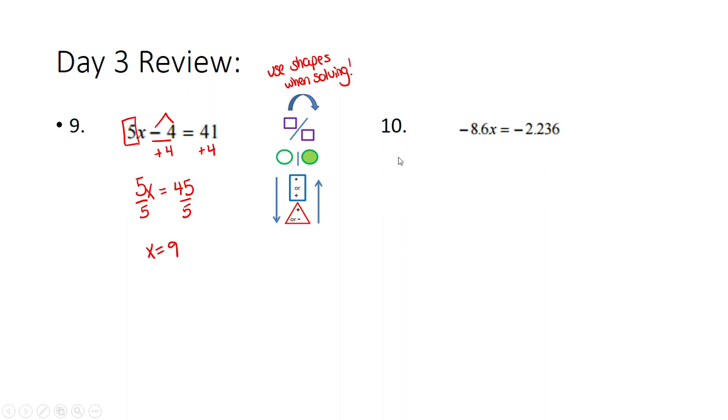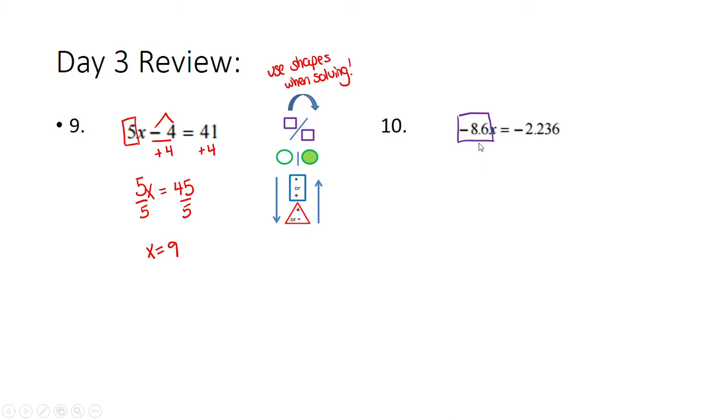Okay, number 10. Number 10, we have -8.6 in front of x. So if I'm solving for x, I go through the same steps, but the number in front of x is -8.6. I do not have a triangle in this problem because there's only one term on the same side as x. There's nothing else on the left-hand side of the equal sign. So no triangle. We don't always have a triangle, but we always have a rectangle.